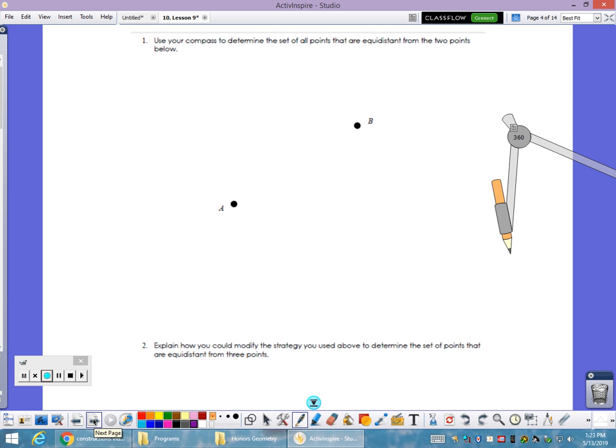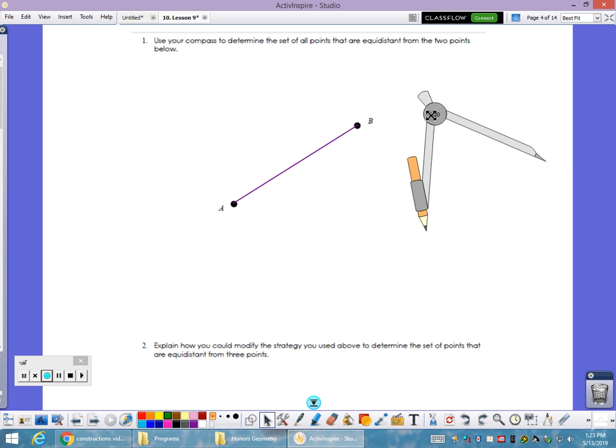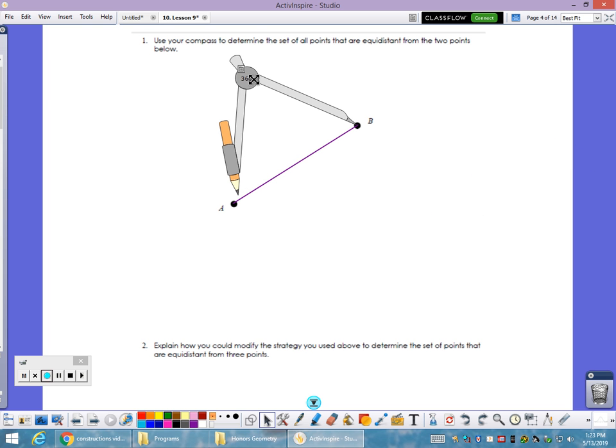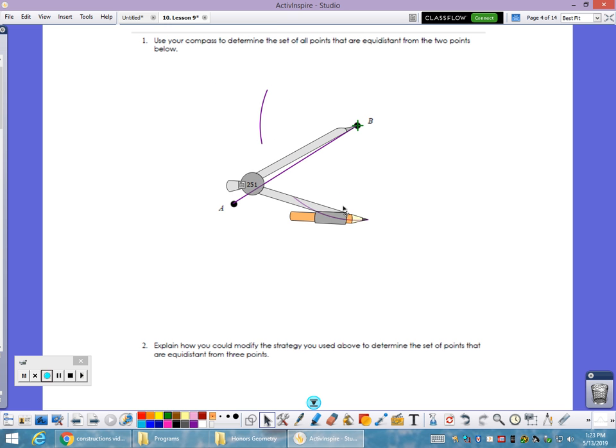Alright, use your compass to determine the set of all points that are equidistant from the 2 points below. Alright, so we need to find equidistant from those 2 points. Well, equidistant would be halfway, right? So really we want to bisect that. So I'm going to make a line segment just so I can see it. And we're going to bisect. So we want this again to be a little more than halfway. Arc up, rotate around, arc down.